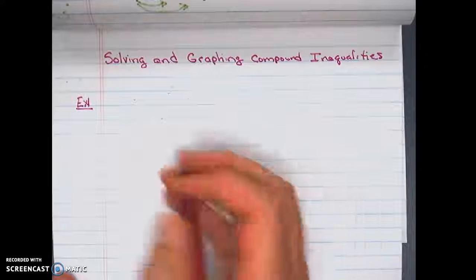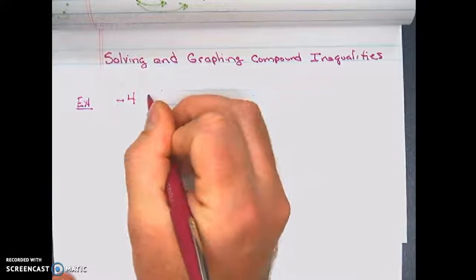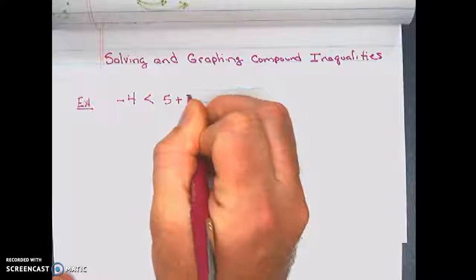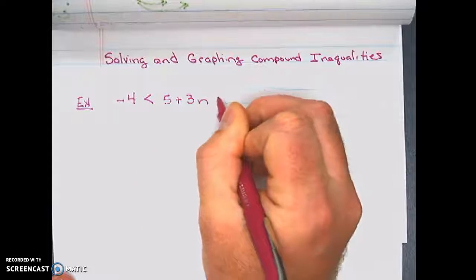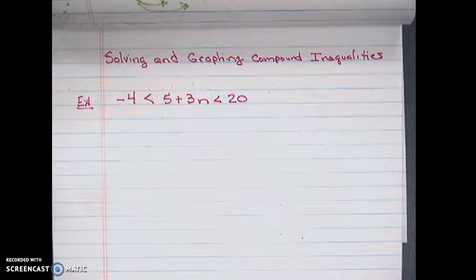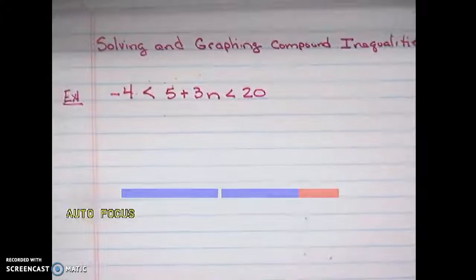graphing. And so if I wrote this down, negative 4 is less than 5 plus 3n is less than 20. And the directions say solve and graph the solution. So don't just solve it, but graph the solution as well.